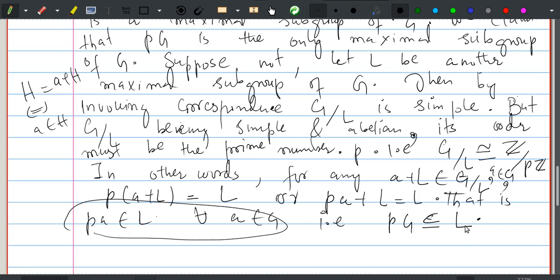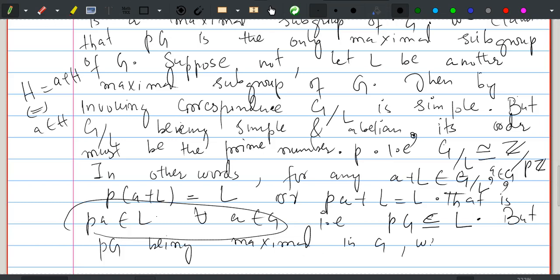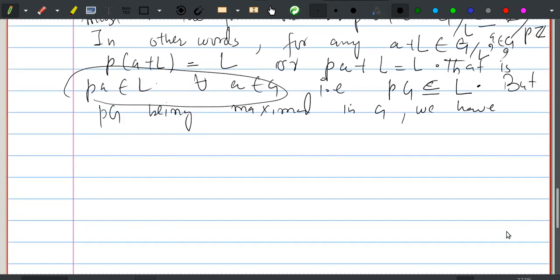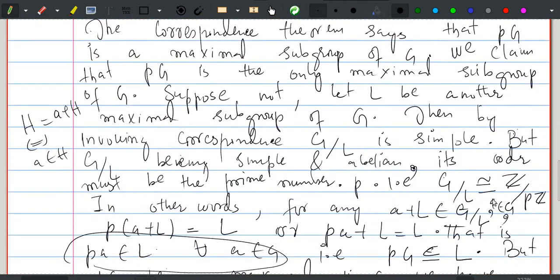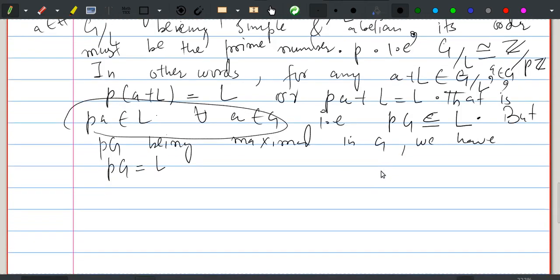But this L is given to be maximal. And this PG is given to be maximal in G. That means this PG is equal to L. So this means that there is only one maximal subgroup of G. PG is the only maximal subgroup of G.